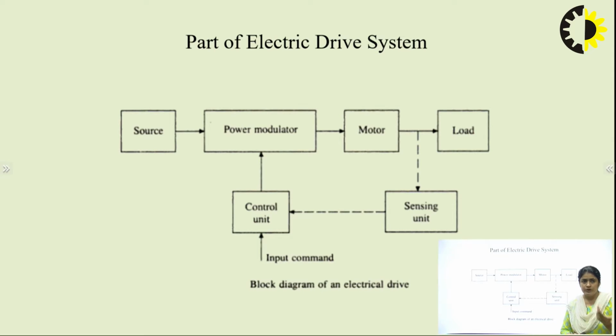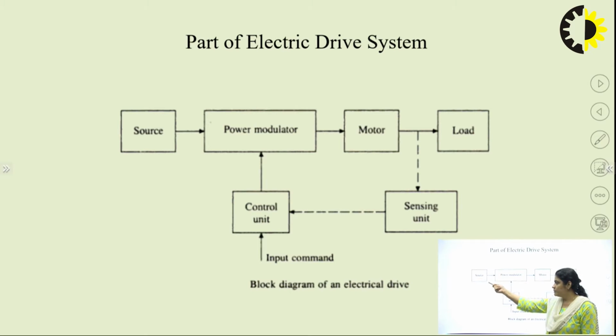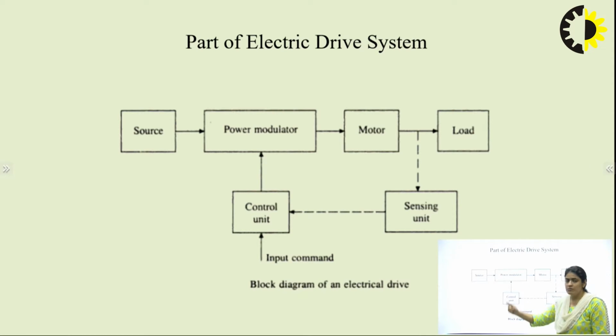So the motor could be a DC motor, an AC motor, or a special kind of motor like a BLDC motor, brushless DC motor, or the switched reluctance motor, or the permanent magnet synchronous motor, or the stepper, which can be used for small ratings. And the source could be single phase or three phase, or it could be a DC voltage. If it is a DC motor, the power modulator must be DC to DC or AC to DC, so it can be a DC to DC converter, or it can be a rectifier.